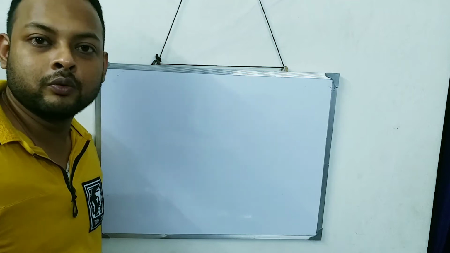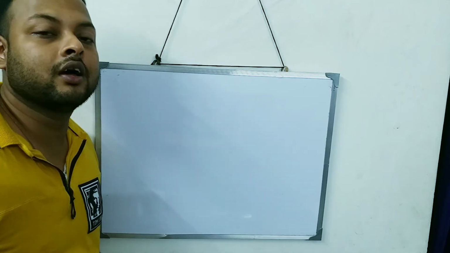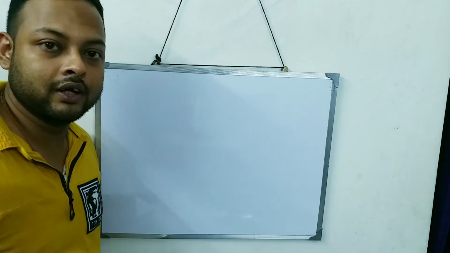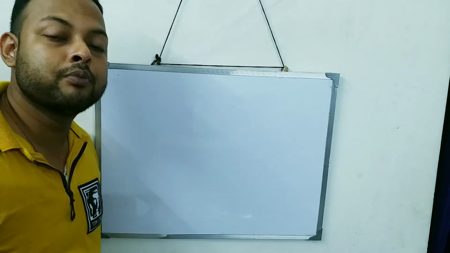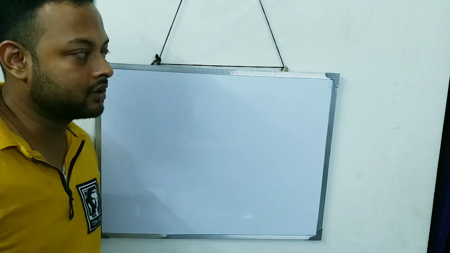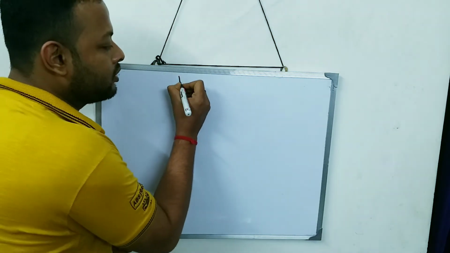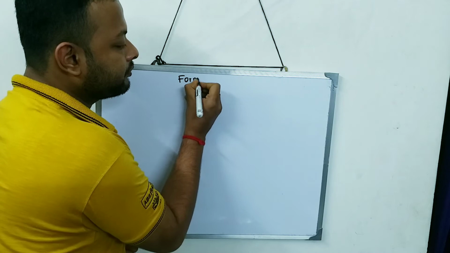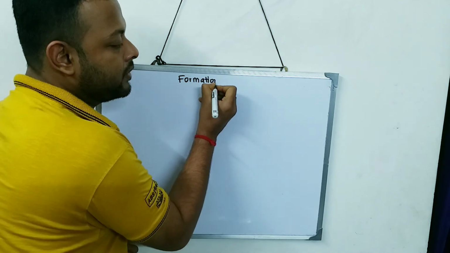Today we will continue with part 4 of this chapter, refraction through lens. And in this lecture what we are going to learn? We are going to learn the most important thing of this chapter. We are going to learn the formation of image.